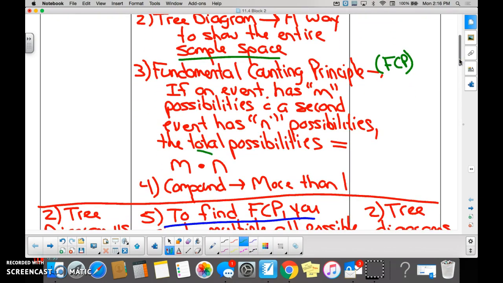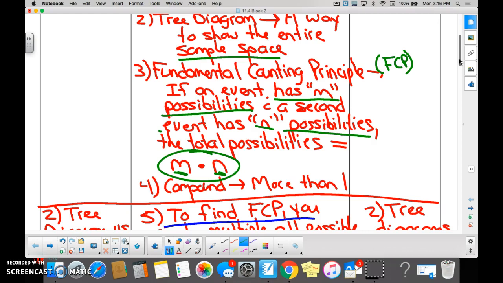M times N. Remember what M stood for? Possibilities. What does N stand for? Possibilities. More possibilities. It's just a different set of them, right? So M stands for the first set of possibilities, N stands for the second set of possibilities. What if we had another set of possibilities? Would we just multiply that as well?